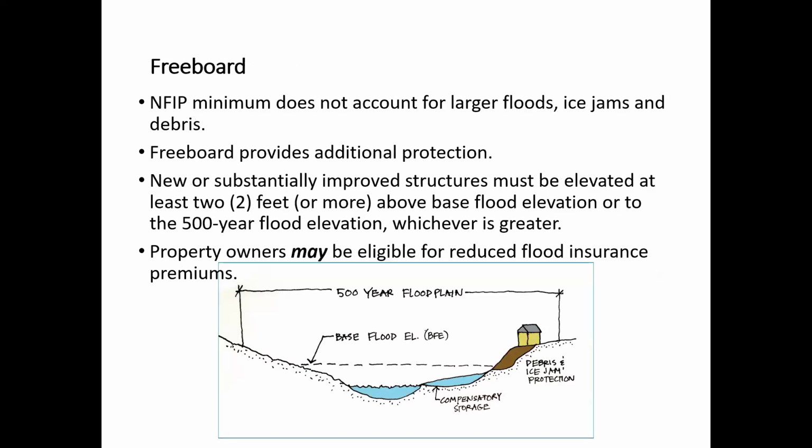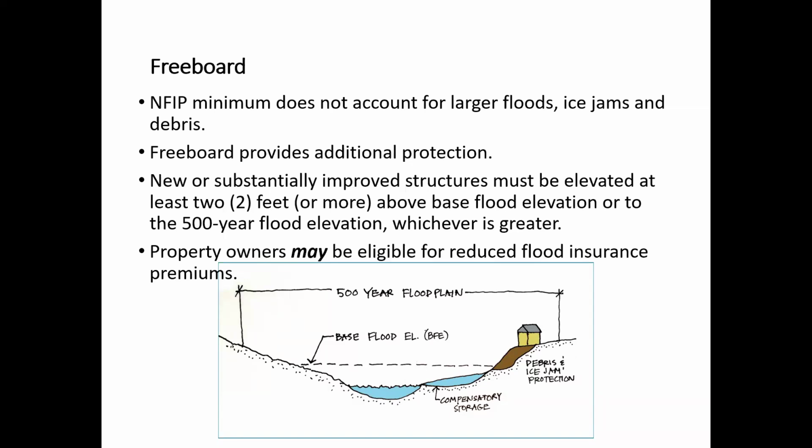Something very important: NFIP and the FEMA maps do not account for larger floods. So the FEMA minimum standards are based on that 100-year floodplain. They don't account for larger storms that can occur and do occur. They also do not account for ice jams and debris that might change the flood dynamics in a localized area.